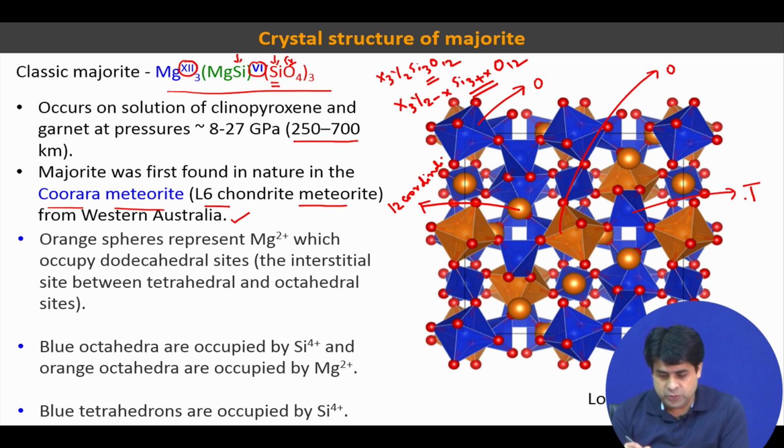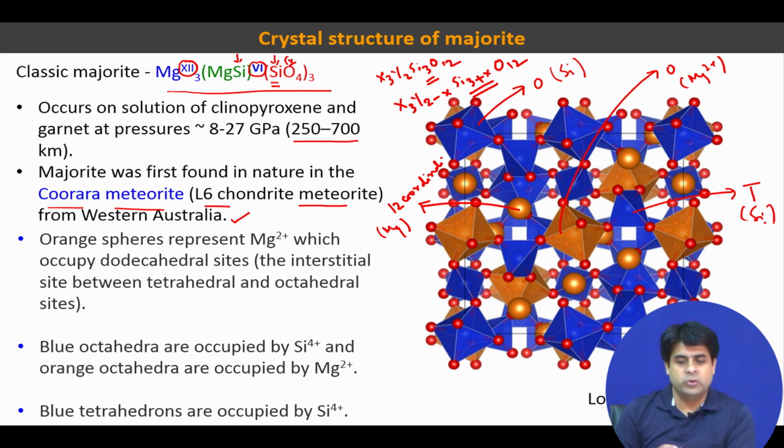In the 12-fold coordination your magnesium will be present, and in the case of your blue octahedron, which is this one, you have silicon, and then in the orange octahedron you have Mg2+, and then you have a blue tetrahedron where you have silicon. So this is about majorite.